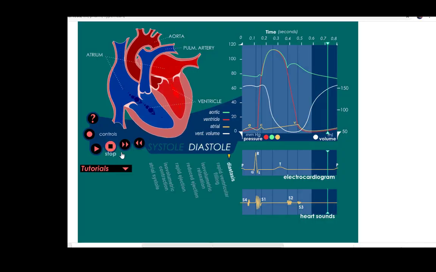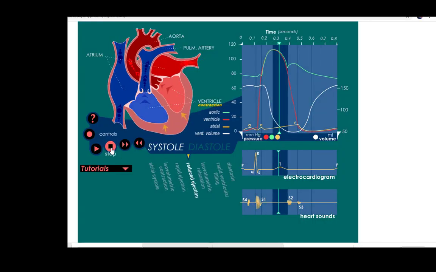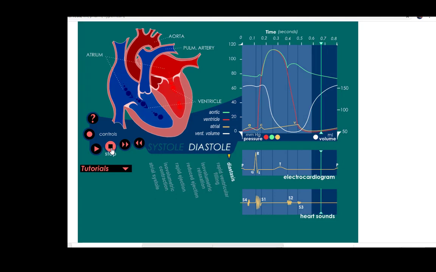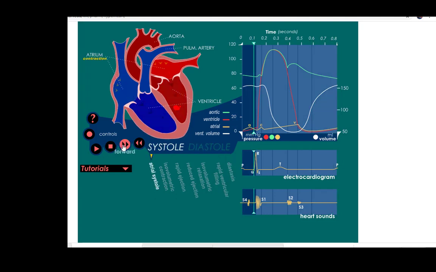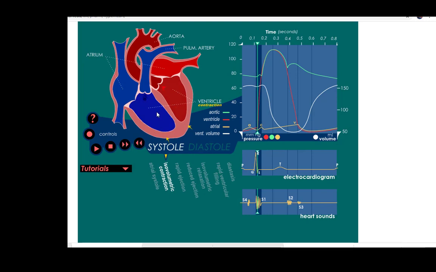So if I just step through here, the heart is full of blood at this point. So this would be my end diastolic volume. We're at the end of the relaxation phase, so the heart is very full. We take that volume and then we subtract what's left in the heart after contraction. So this is after contraction.